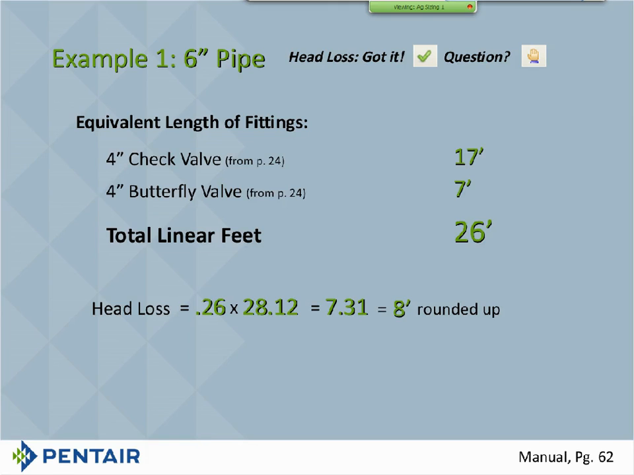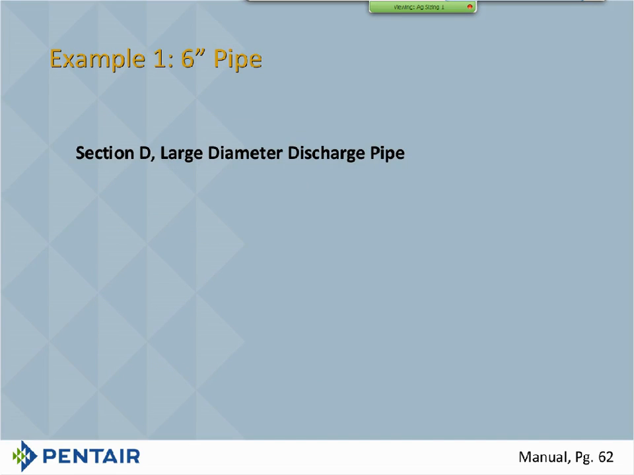So that's 8 feet of head loss just in that small section of pipe coming from the discharge of the pump to the 4x6 eccentric reducer. So section C has a friction loss of 8 feet. Next thing we're going to do now is we're going to look at section D. Remember, section D is going to be our 6-inch pipe.